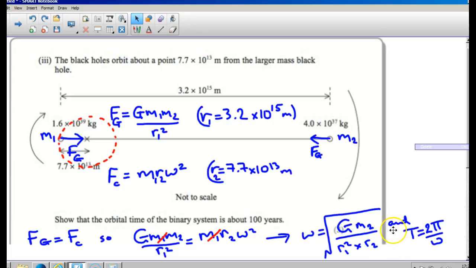How long is the period of rotation? So we know that capital T, the period, is 2 pi over omega. So once we've got omega here, simply calculate T by 2 pi over omega. That gives us the time in seconds, but we want to convert that into years. So we divide capital T by the number of seconds in 1 year, and that gives us a number of years. And it turns out to be approximately 108, which rounded to the nearest 100, gives us 100 years here.